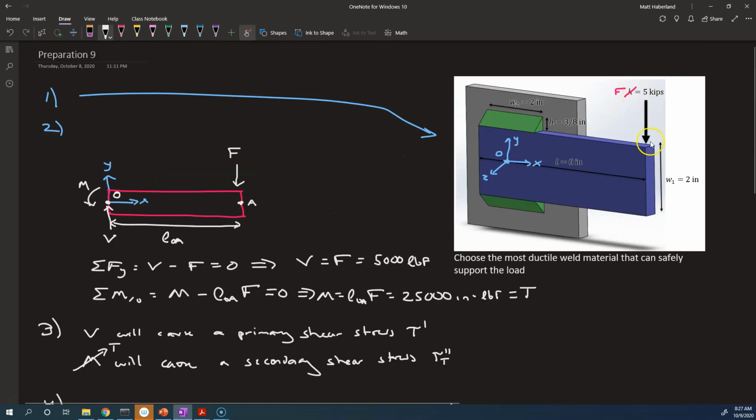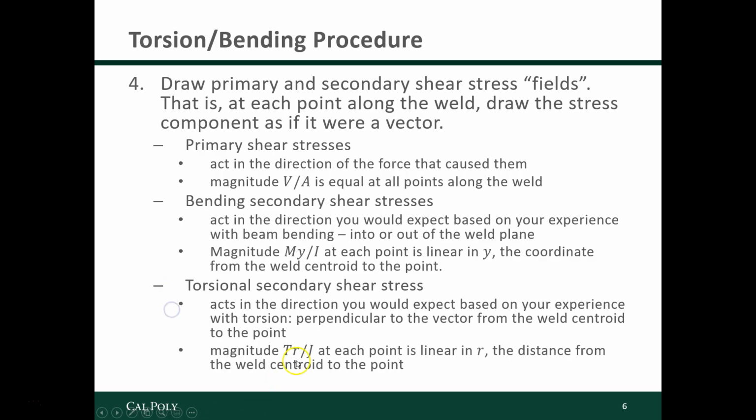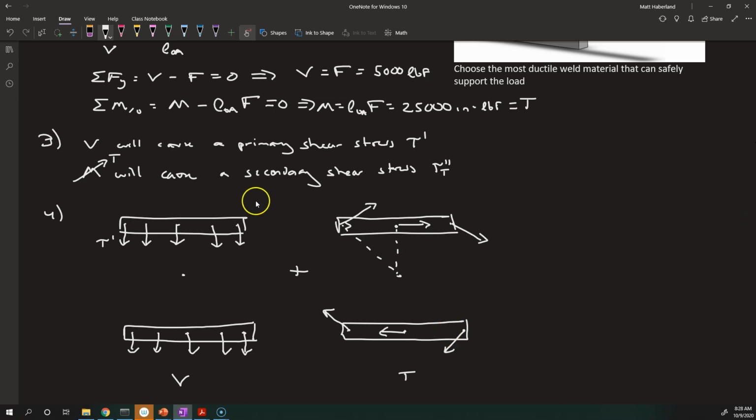And so you can kind of see this force is going to cause this to twist around. So I kind of think about it, well, if I were at this point and I was twisting around, in what direction would I fly off, right? It's going to be in that direction, tangential in the direction that you're turning around. So it'll be in that direction. And here, it's going to be in this direction, and here. And these are slightly different in magnitude. It says the magnitude at each point is linear in r, the distance from the weld centroid to the point. So these are all different distances away.